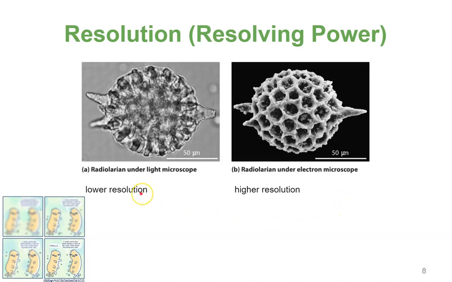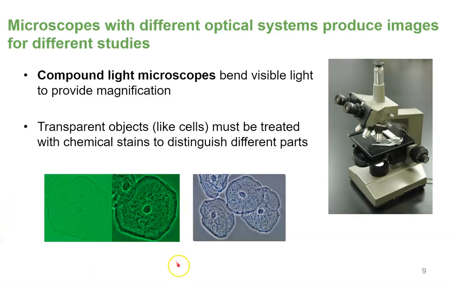But of course, we are not going to use electron microscopes in our lab. We will use light microscopes. So we might end up with an image like this, but that's okay because we can really still see the detail. It's not that terrible, right? Okay. So let's talk about microscopes some more.